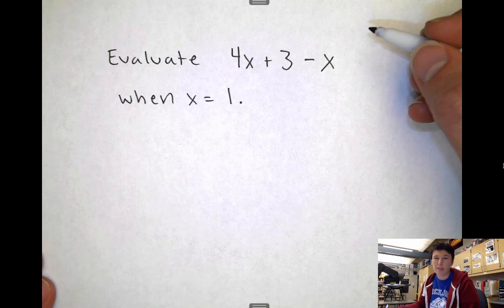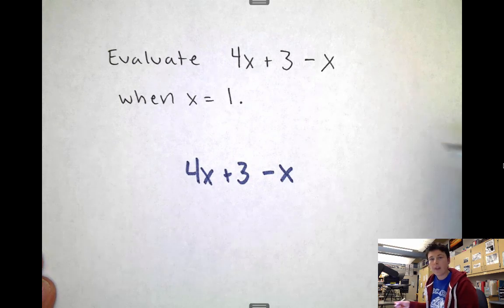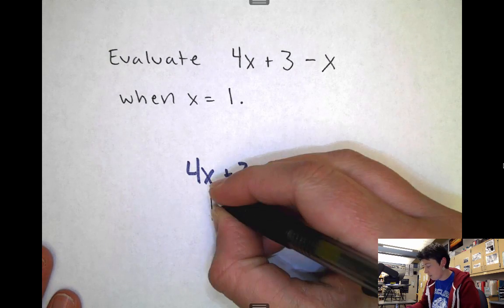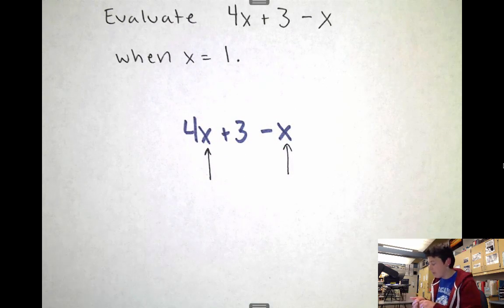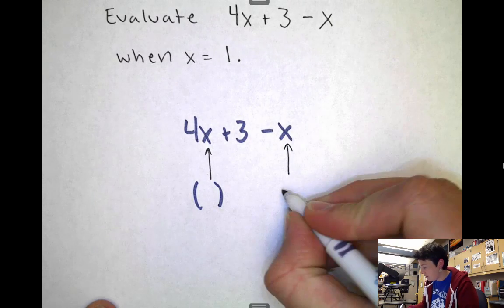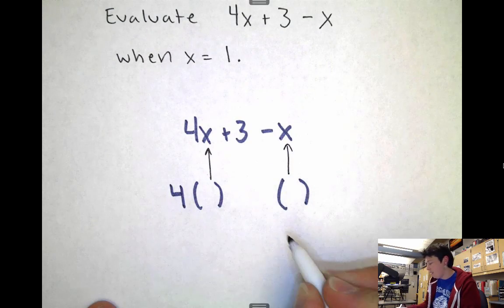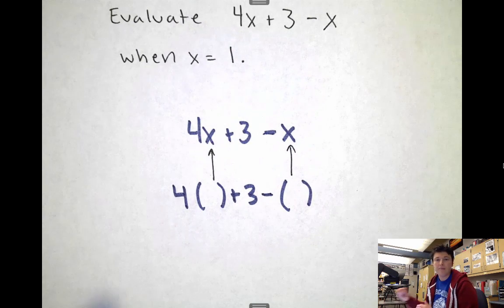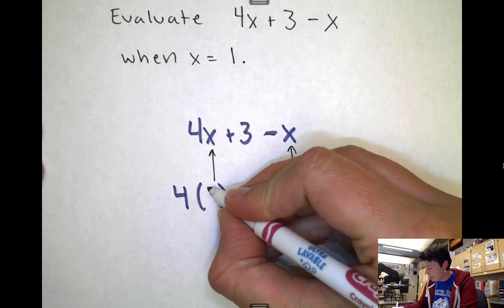So I start with copying the problem. I'm going to write it down here. 4x plus 3 minus x. And according to the information I've been given, x is equal to 1. So this x right here is going to be replaced, and so is this one. The way I like to do this is I like to copy the problem but make blank parentheses where the x's were. So instead of 4x, I have 4 parentheses plus 3. And instead of a minus x, I have minus parentheses. Then I'm going to replace the x with the answer I was given. Sorry about the bell, x is equal to 1. So I'm going to put a 1 here and a 1 here.